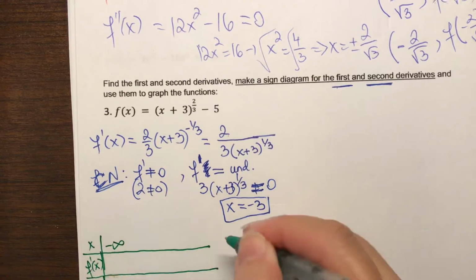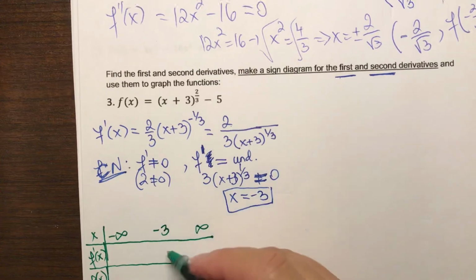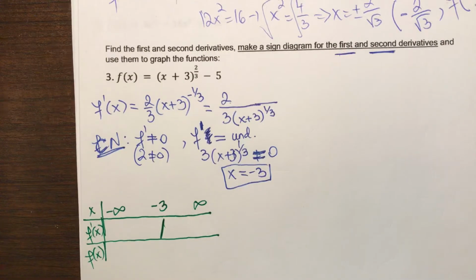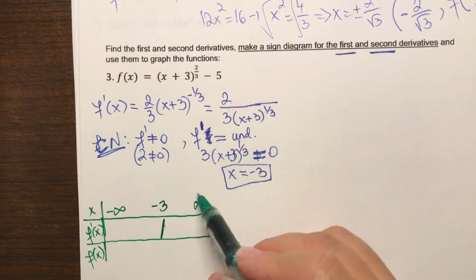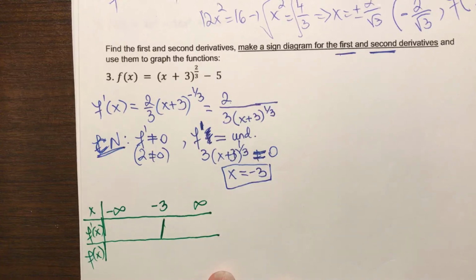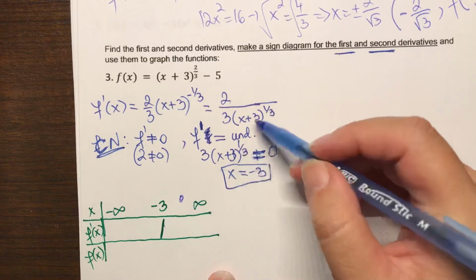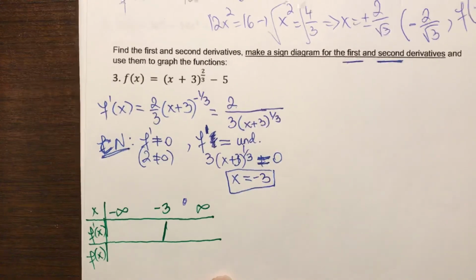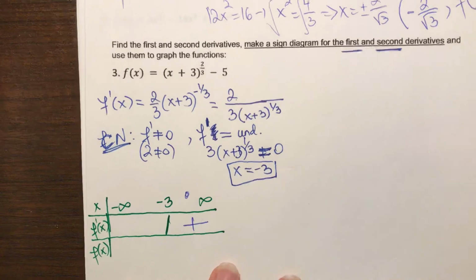So from negative infinity to positive infinity, negative 3 is my only critical number. What happens at negative 3? The first derivative is undefined, yes? However, what are the signs left and right of it? If I plug in a number to the right of negative 3, let's say 0, so I'm plugging in 0 as my test point, I'm going to get 2 over 3 times the cube root of 3. The cube root of 3 is positive, times everything else. Those are going to be positive, yes?